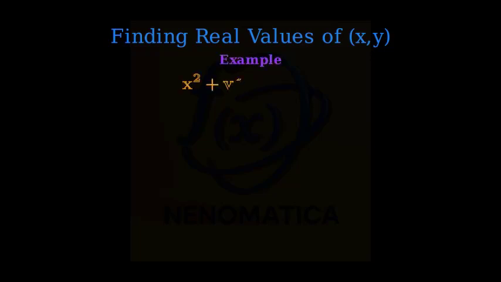Welcome to this math lesson, where we'll solve a quadratic equation in 2 variables. Our goal is to find all real values of x and y that satisfy the equation x squared plus y squared plus x times y equals 0. Let's start solving this equation step by step.